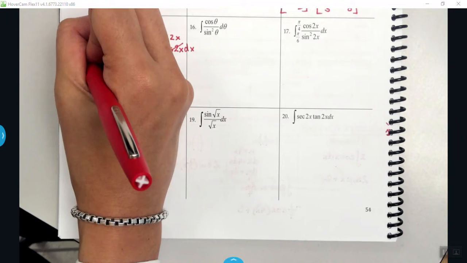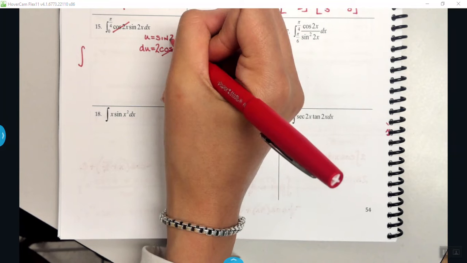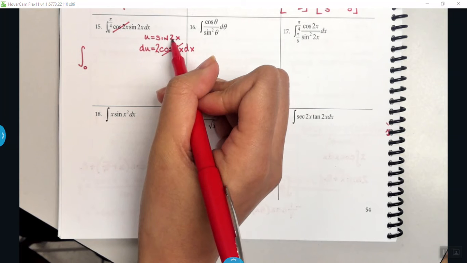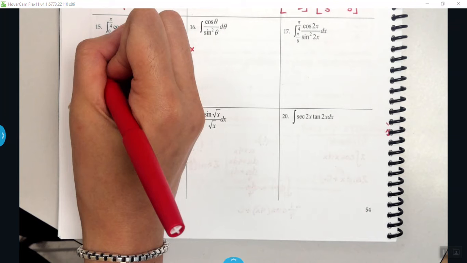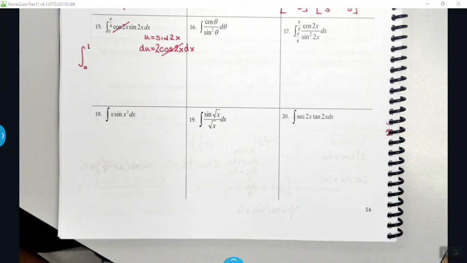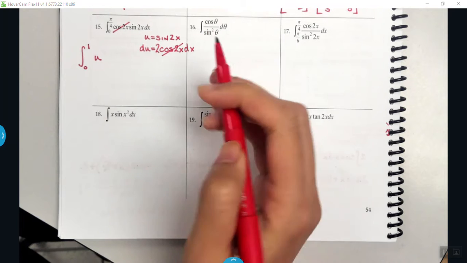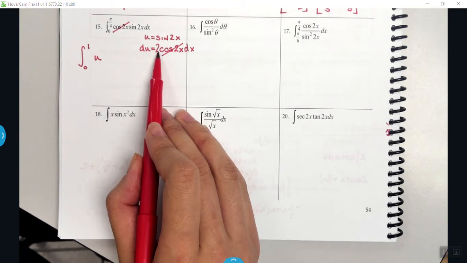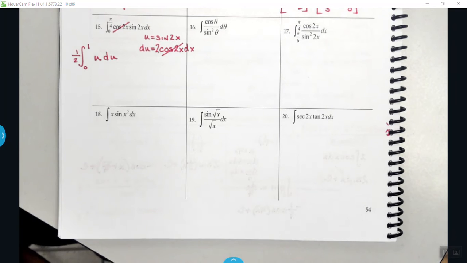Okay, so in my integral, I'm going to change my bounds too. What's sine of 0? 0. And what's sine of pi over 2? 1. Okay, my bounds are 0 and 1 now. And then this sine 2x is u. And then dx is now du divided by 2, right? So 1/2 du. Okay, that's nice looking.